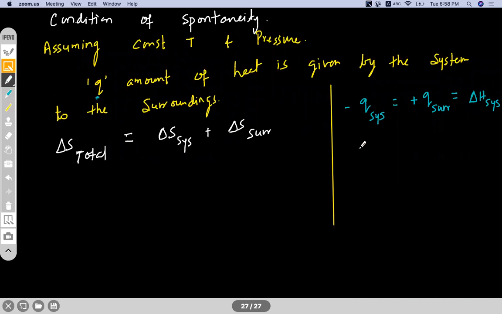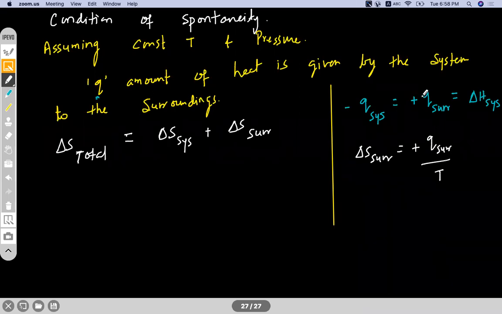So what is the entropy change of the surroundings? Can we write this as plus Q surroundings by T? Whatever heat the surroundings will take, divided by the temperature at which the process is taking place, that is the entropy change. Standard definition we have.